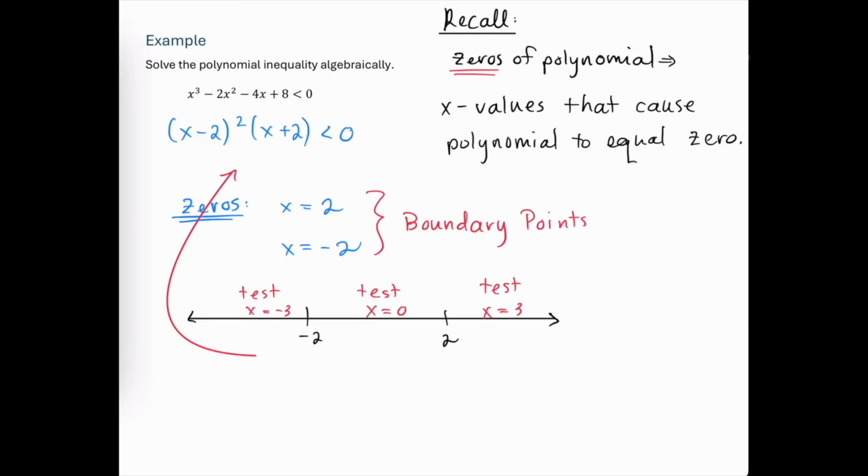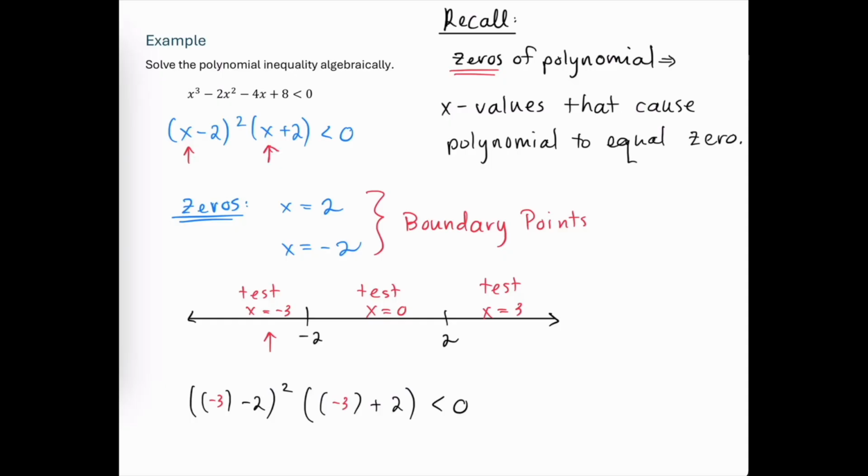And these test values are used back in the original polynomial. I'm actually going to test them back in the factored version because it'll make my calculations a good bit easier. So starting with x is equal to negative 3, we plug negative 3 in for each of these x values, and then calculate to see whether or not this is a true statement. So we have negative 3 minus 2, that's negative 5 quantity squared. Negative 3 plus 2 is negative 1. So this is positive 25 times negative 1, which is a negative quantity, and negative 3 does make a true statement. So this interval is part of the solution set.